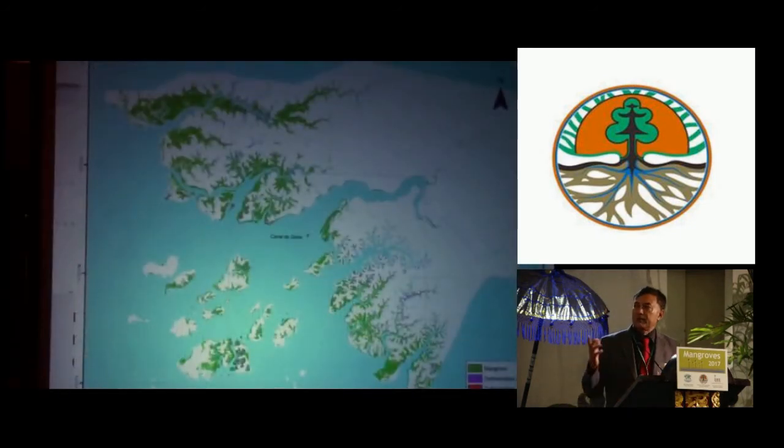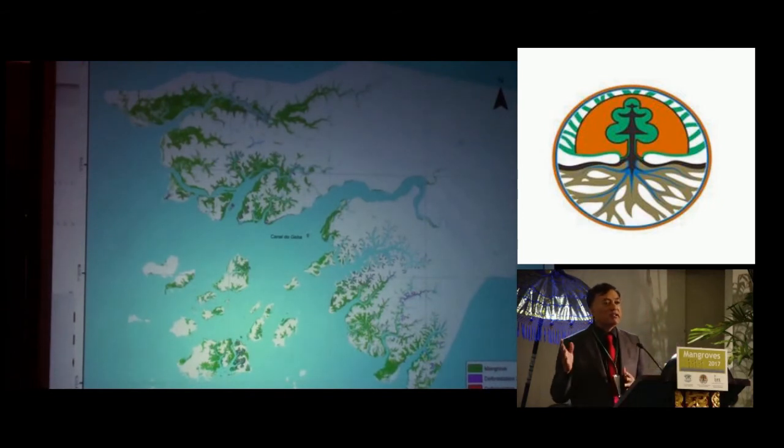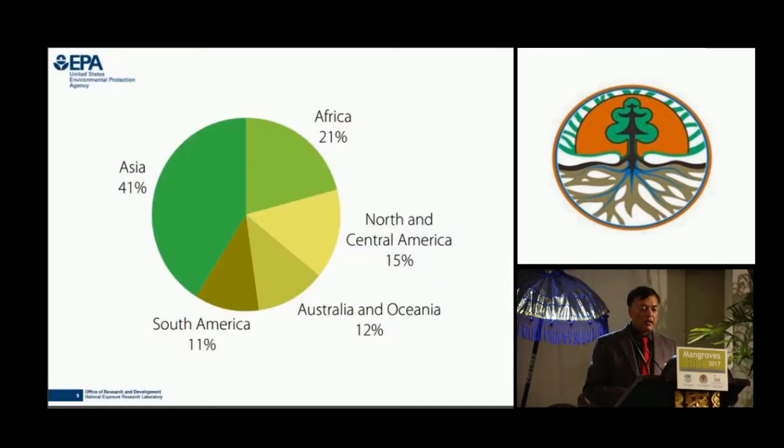If you look at a local scale, this is a map of Guinea-Bissau. This data set can be used at a global scale as well as national scales or even local scales. It's very detailed at 30-meter resolution. Based on this, we calculated some statistics, and you can see that Asia has the highest amount of the mangrove, 41%, followed by Africa and North and Central America.